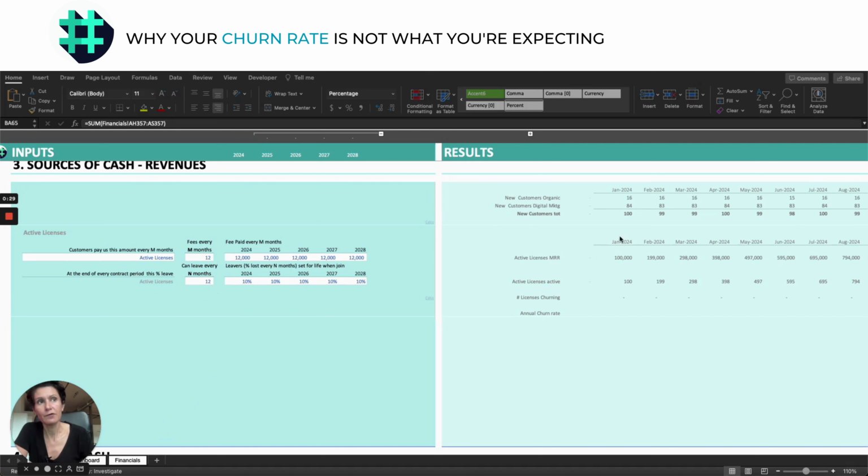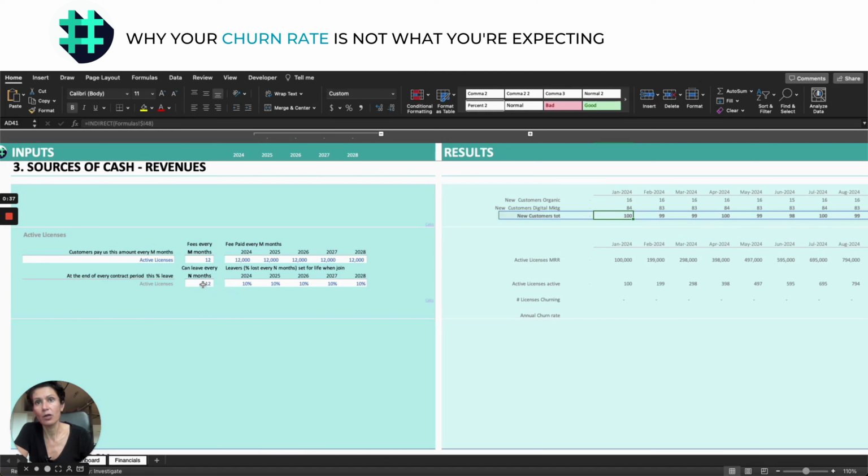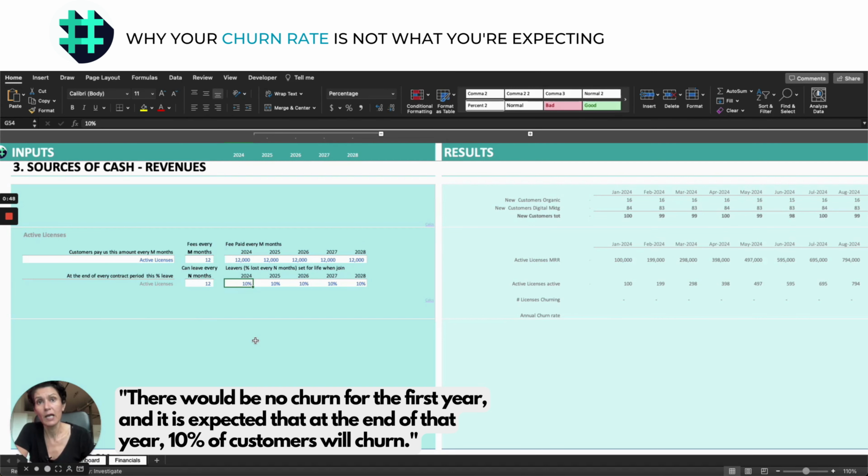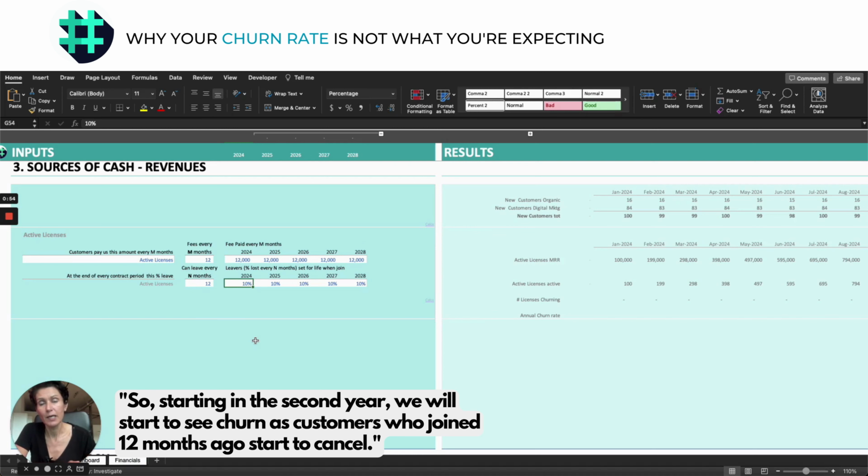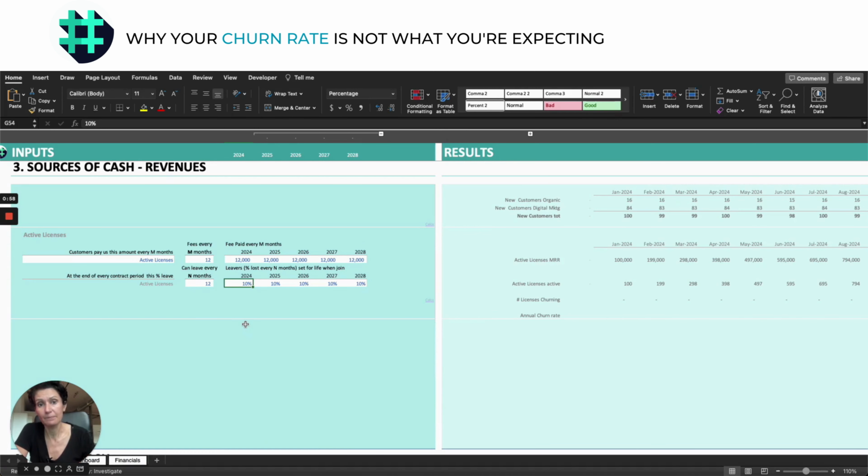So let's say, for example, we have this number of new customers that are joining us in January of 2024. We have a B2B SaaS platform, and the contract period is 12 months. So meaning we don't actually expect to lose anyone or have any of our customers churn for that 12-month period, or 1 year. And we expect that at the end of that year, we'll lose 10% of our customers. Okay, so our annual churn rate is 10%.